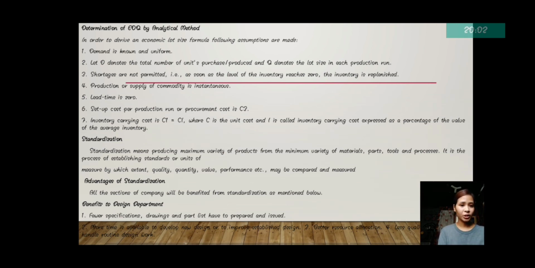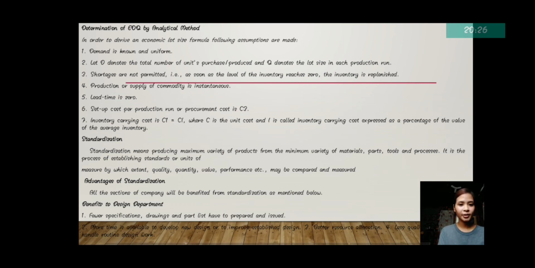Then lead time is 0. Then setup cost per production run or procurement cost is C3. Then inventory carrying cost is C1, which is equal to C times 1, where C is the unit cost and 1 is called the inventory carrying cost, expressed as a percentage of the value of the average inventory.